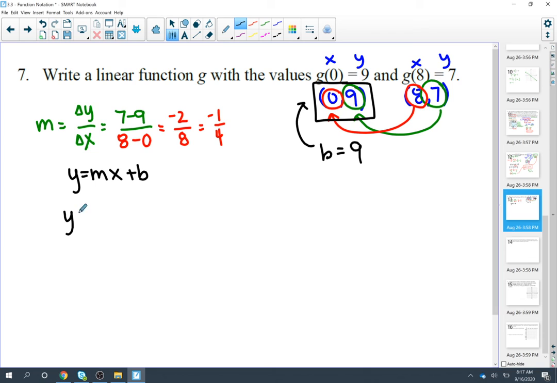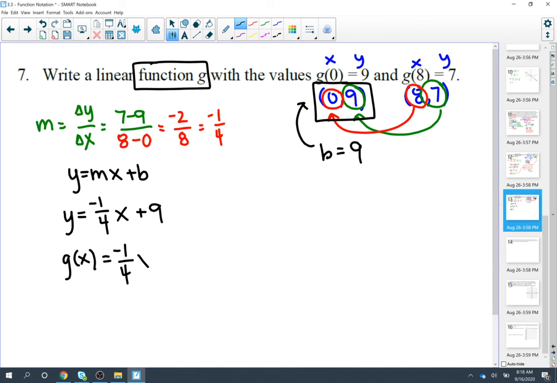So y equals negative 1/4, that's the slope that we found, x plus 9, because that's my y-intercept, and this is pretty much my function. The only thing is that it has to be a function g, so I need g of x. So take your y, change it to g of x equals negative 1/4 x plus 9, and there's your function.